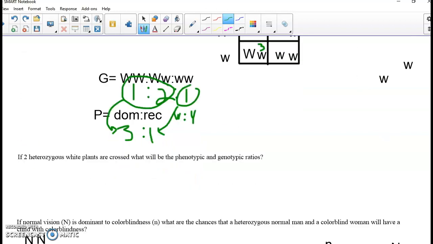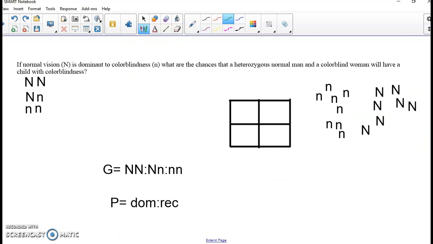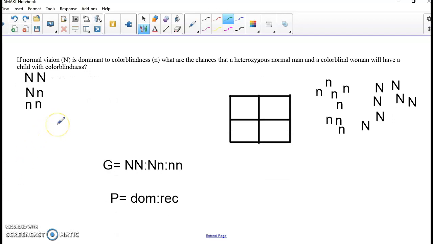Okay, we're going to do one more just to make sure everyone's okay, and then that'll be it for today with this at least. Okay, so normal vision is dominant to color blindness. What are the chances that a heterozygous normal man and a colorblind woman will have a child with color blindness? So big N is dominant to little n, so big N is going to be normal vision, and little n is going to be color blindness. So this is going to be colorblind here, and then these two are going to be normal.